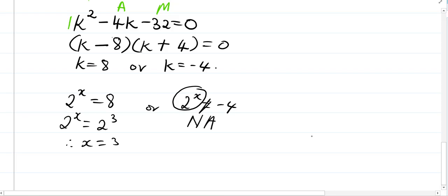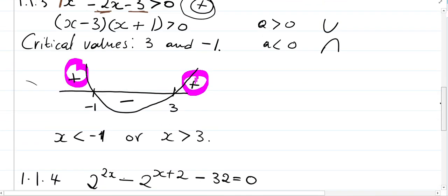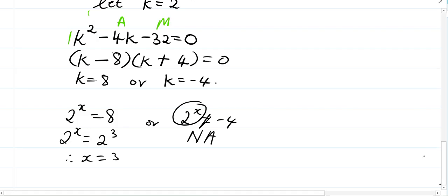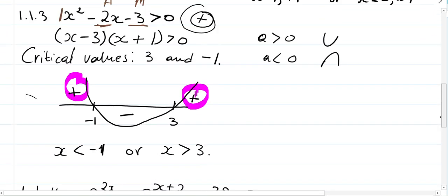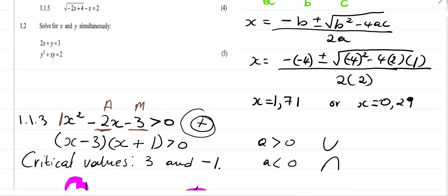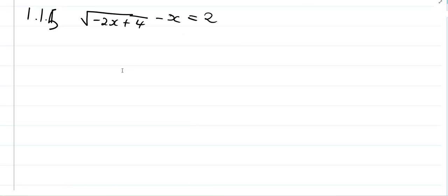Now let us move on to question 1.1.5. Let us copy down the question. Question 1.1.5 goes as follows: minus 2. This is our question 1.1.5.